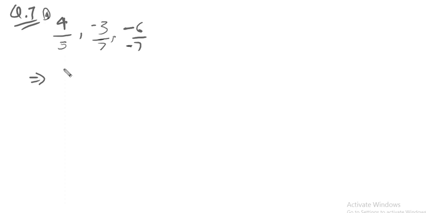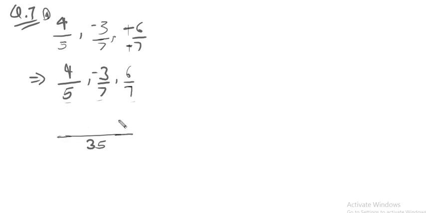So now let us first arrange this: 4 by 5, and 3 by 7, minus 3 by 7, and minus 6 by minus 7 will become positive because minus minus will be cancelled out. So 6 by 7. Take the LCM of 5, 7 and 7. LCM of 5 into 7 will be 35. You have to take the LCM of all three, 5, 7, 7. So it will come 35.